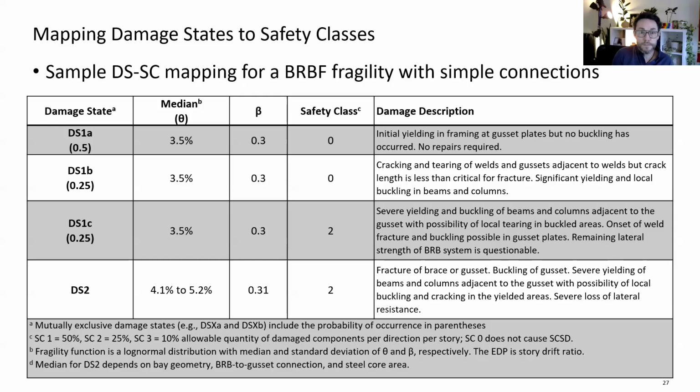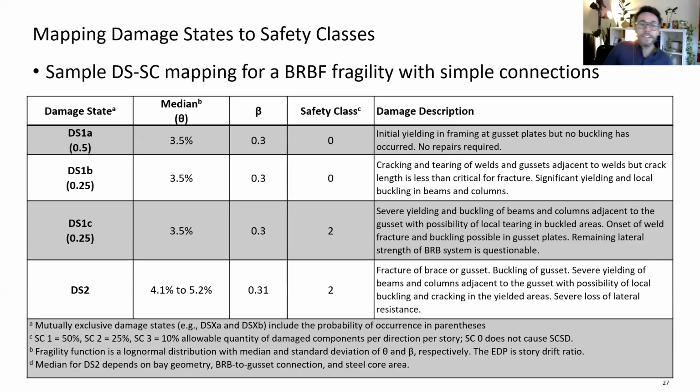Now, once you have those functions, what you need to do is this mapping exercise. So in this specific component, we have 2 damage states, where actually damage state 1 is partitioned to have 3 mutually exclusive conditions. So you can see DS1A, DS1B, and DS1C, and the corresponding probability of occurrence of each one of those is shown in parentheses. And then a DS2, which in this case is the one that varies depending on the detailing of the component. So that's why you see a range of values that needs to be updated depending on the archetype in question.